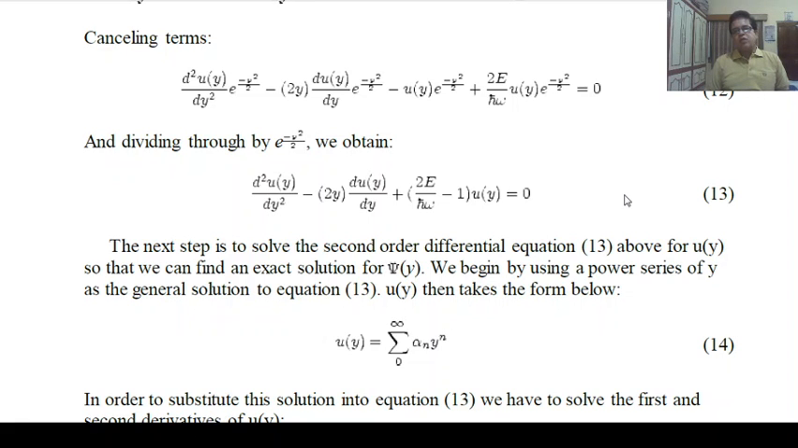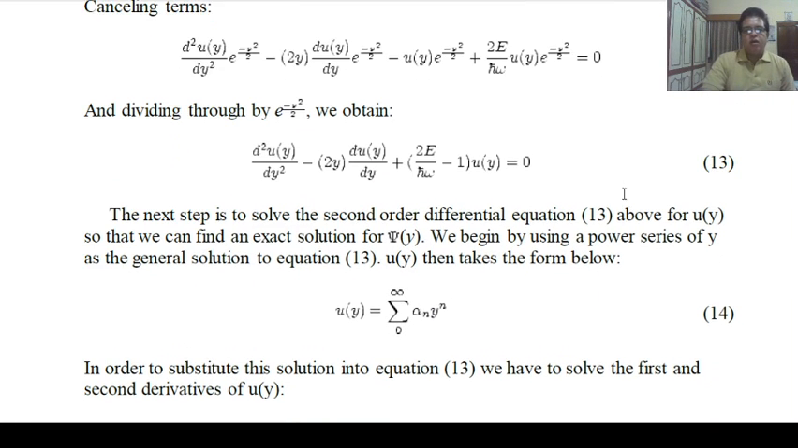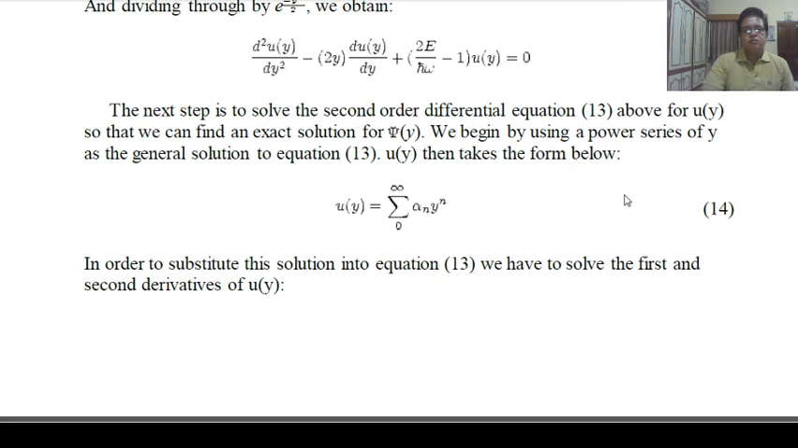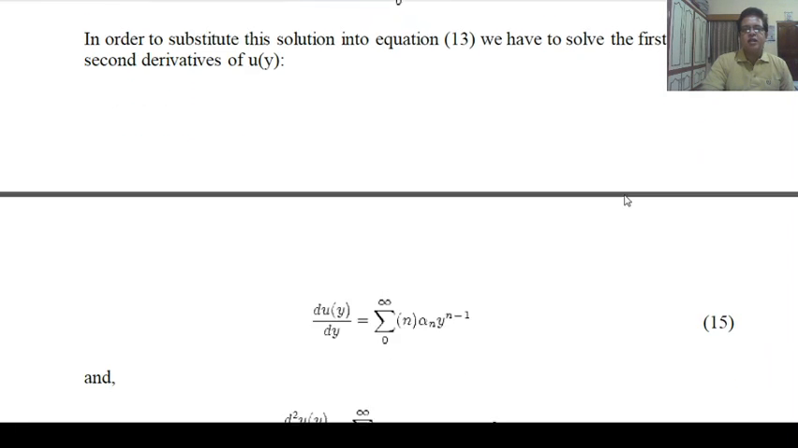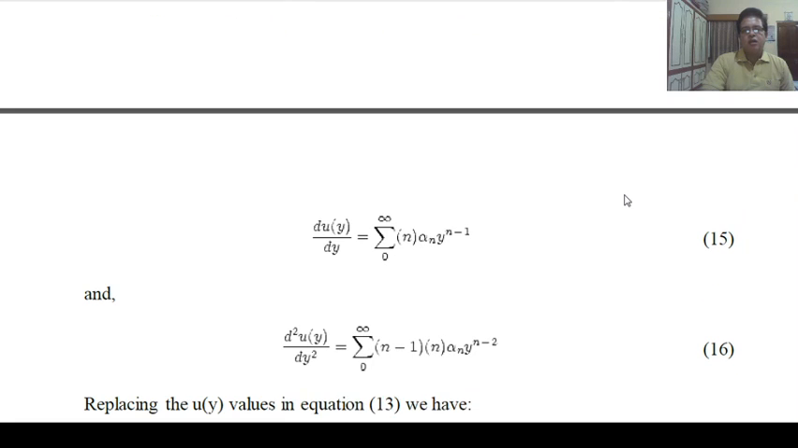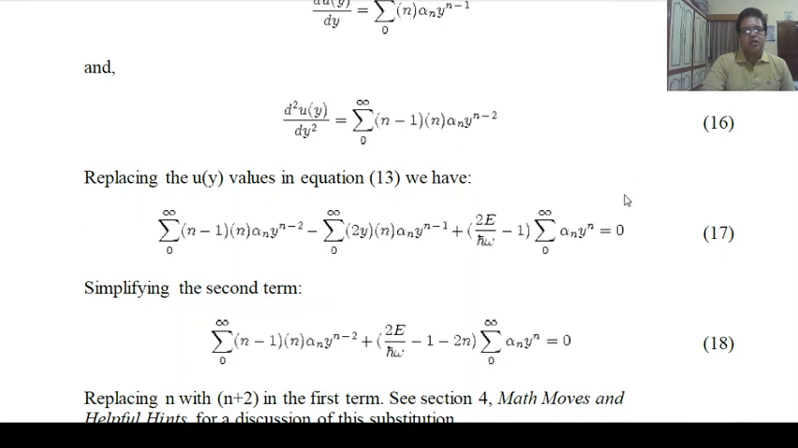We begin by using a power series of y as the general solution of equation 13. u of y then takes the form below, u of y equal to summation from n equals 0 to infinity of alpha n y to the n. In order to substitute this solution into equation 13, we have to solve the first and second derivatives of u of y. You can easily compute these according to 15 and 16.